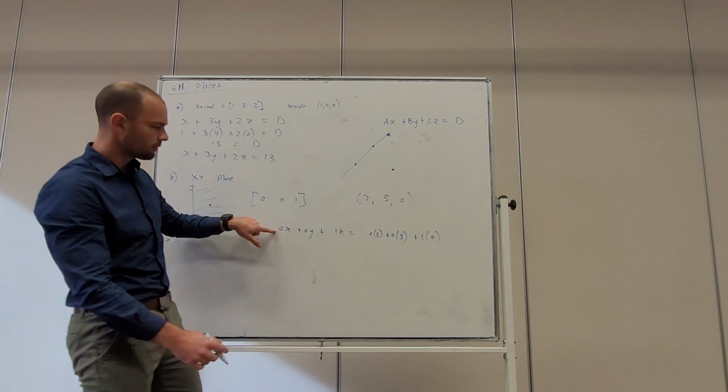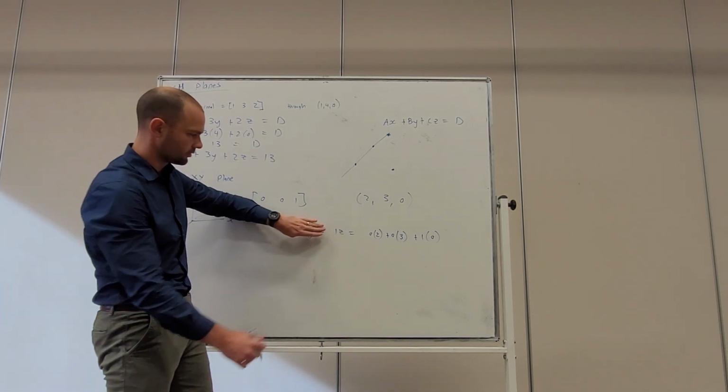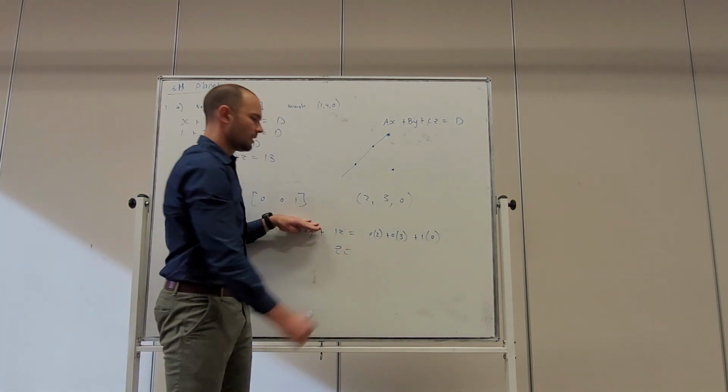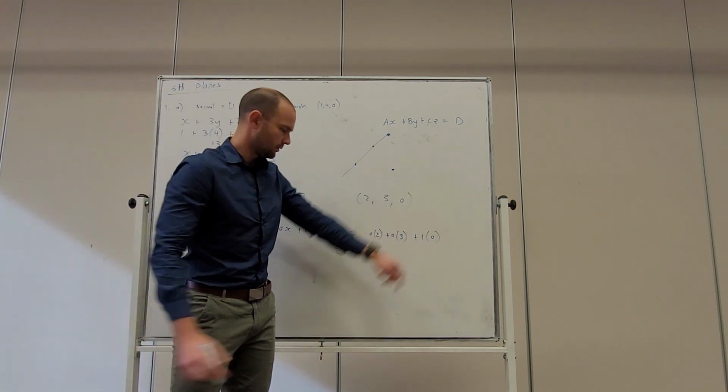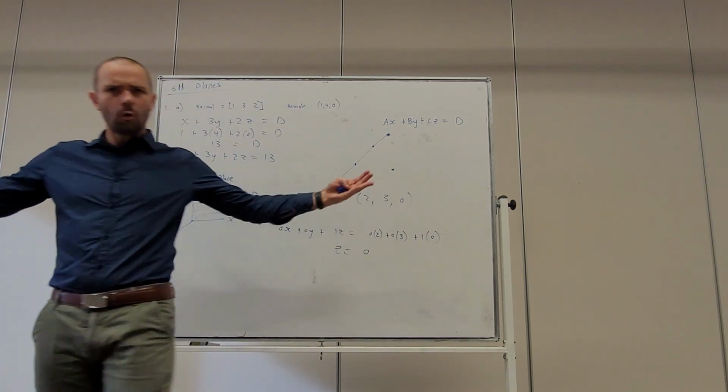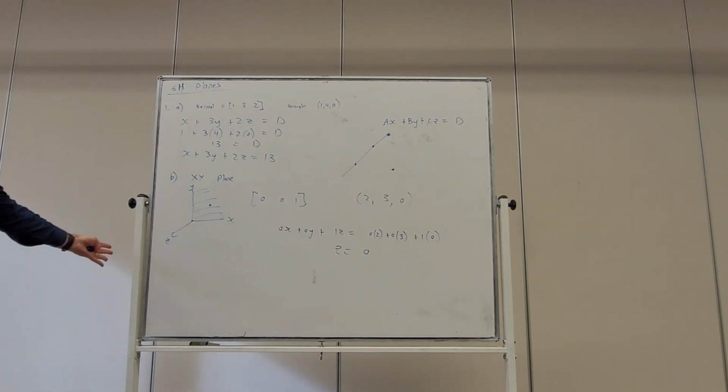Okay, so 0x, 0y, that's just going to drop. We're just left with z. And then we have 0, 0, and 0. Z equals 0. Of course, that's the equation of the xy plane.